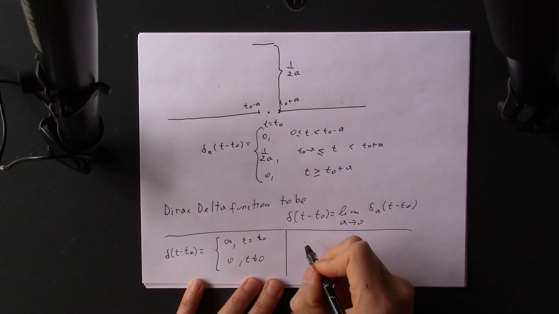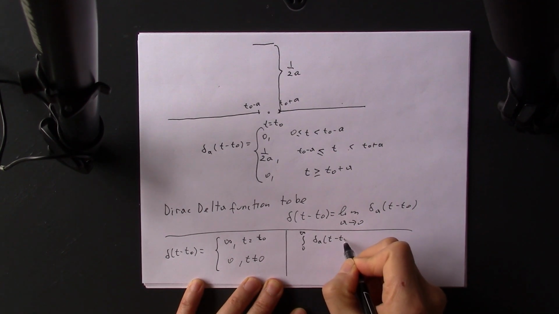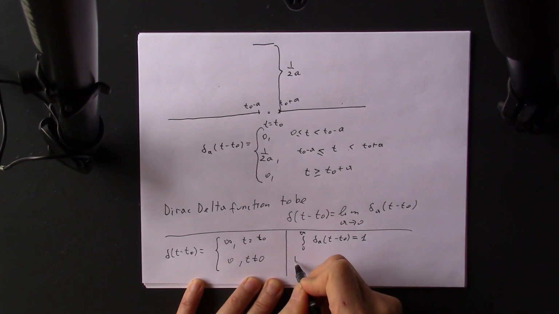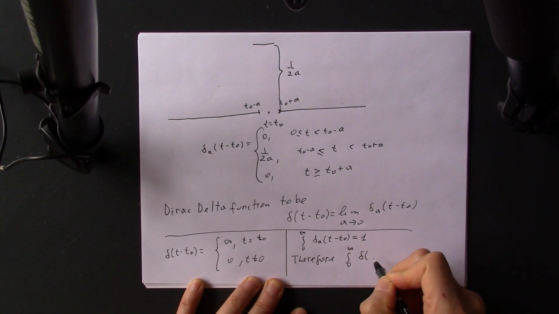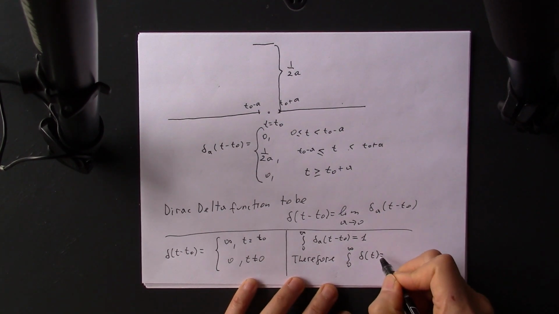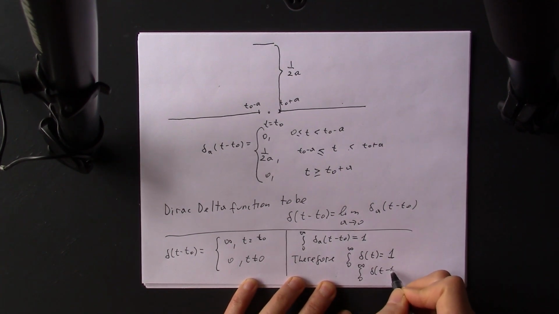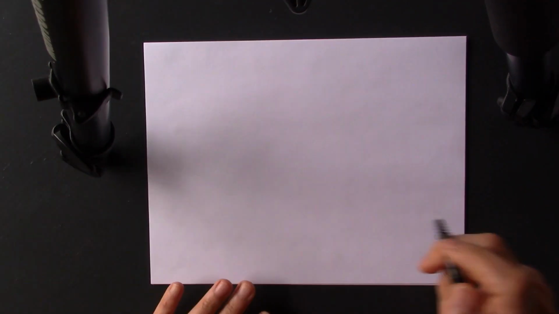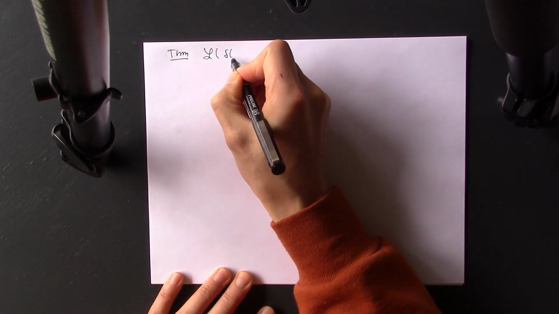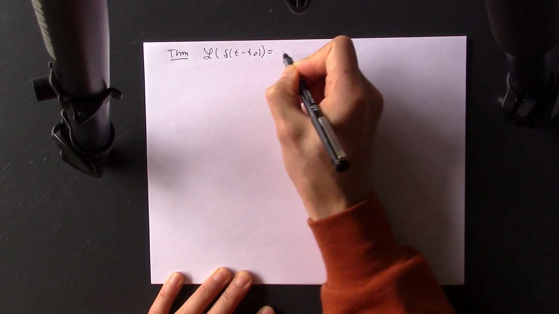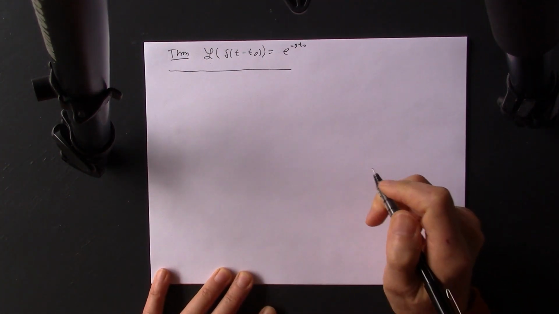Also, we can notice the property that the integral from 0 to infinity of our approximations equals 1, and therefore the integral of the delta function, which is the limit of our approximations, is also going to be equal to 1. Now, if we want to find the Laplace transform of the delta function at t minus t null, we claim it equals e to the negative s t null. Let's see how we can try to prove it.